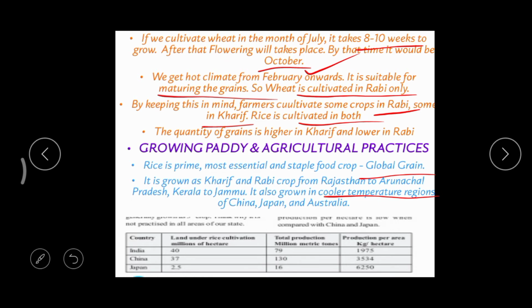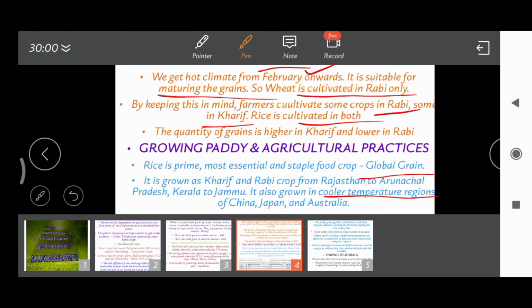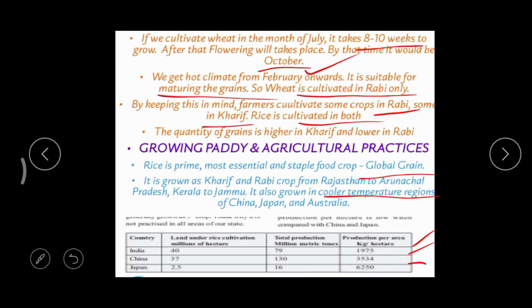In this table, you can see the land under rice cultivation in millions of hectares in India. That is 40 million hectares under rice cultivation, in China it's 37, and in Japan 2.5. But whenever we take production, in kgs per hectare, which country is producing more? Japan. In Japan, the land area under rice cultivation is very, very less, but even then the production, if you observe this, is very, very high, right?